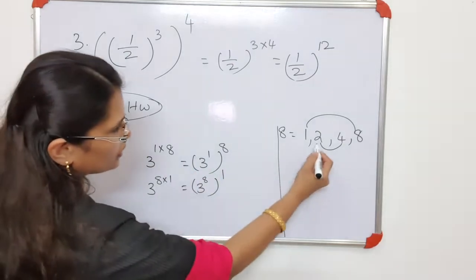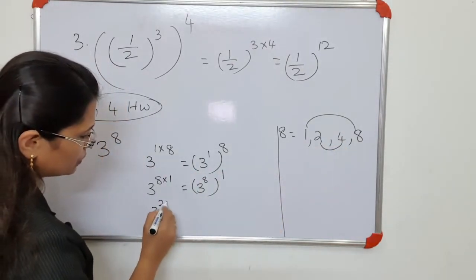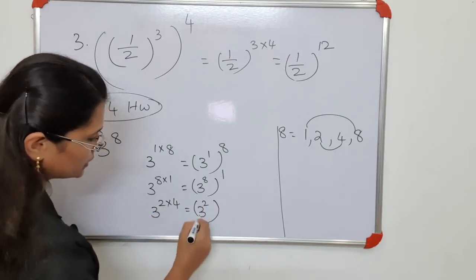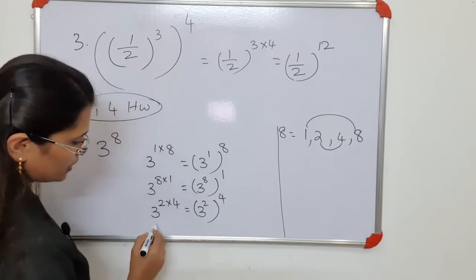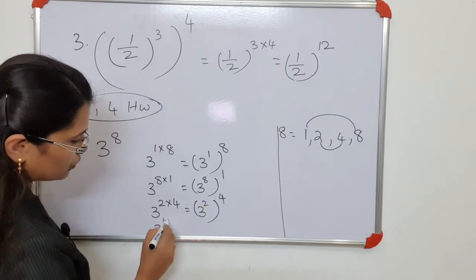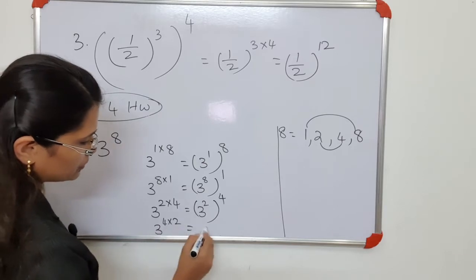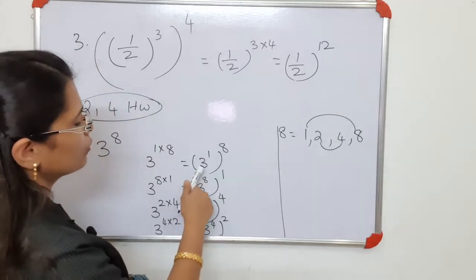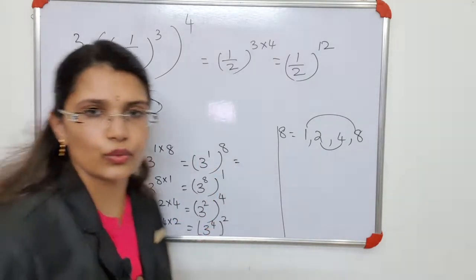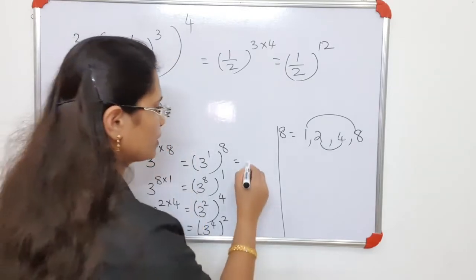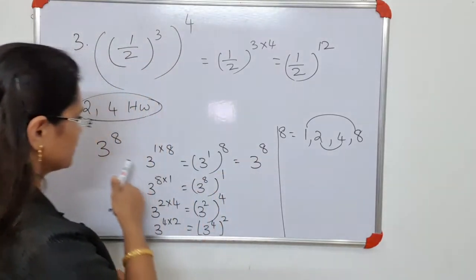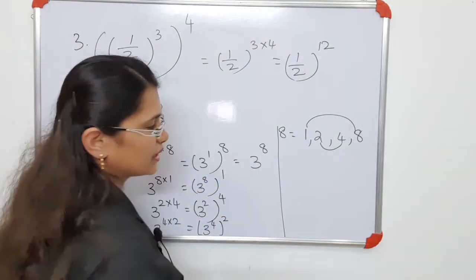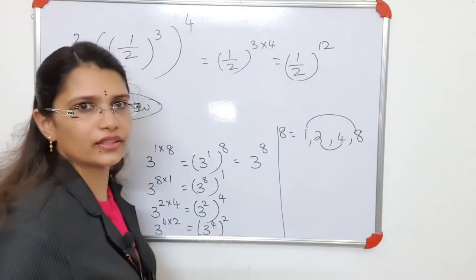Then 3 raised to 2 into 4, is equal to (3 square) whole raised to 4, write like that. How many times multiplied? 4. And then 3 raised to 4 into 2. How many times is 3 raised to 4 multiplied? 2 times. Then what is 3 raised to 1? 3 raised to 1 is equal to 3 only. So you will get 3 raised to 8. That is the question itself, right? So no need to write this too. This is just for explanation only, okay?